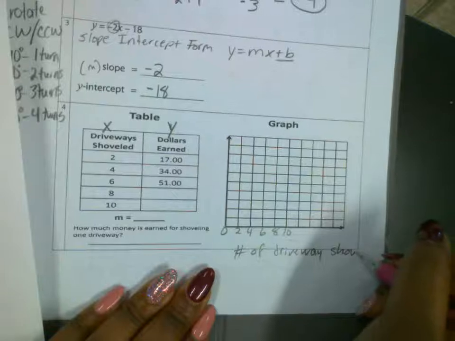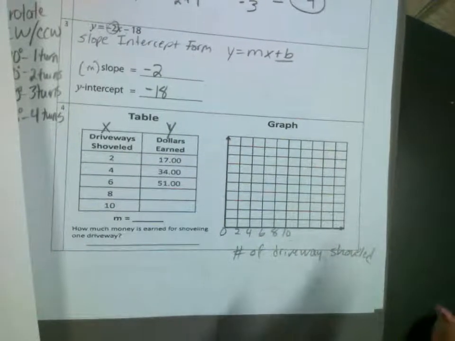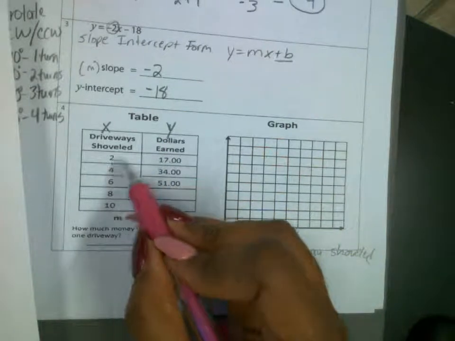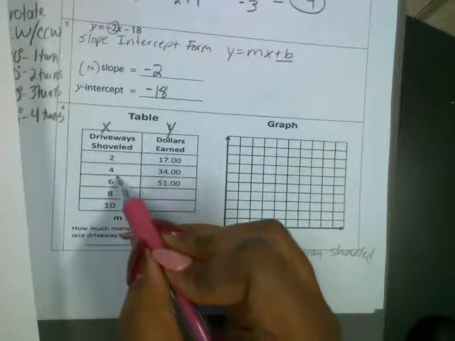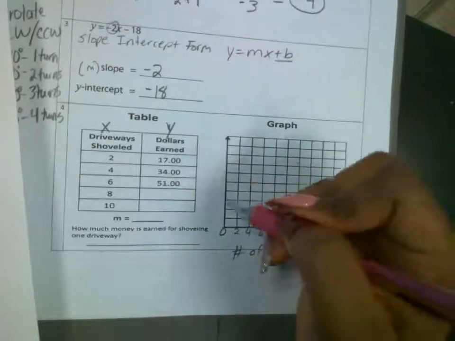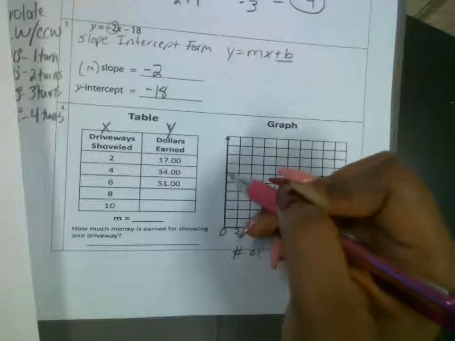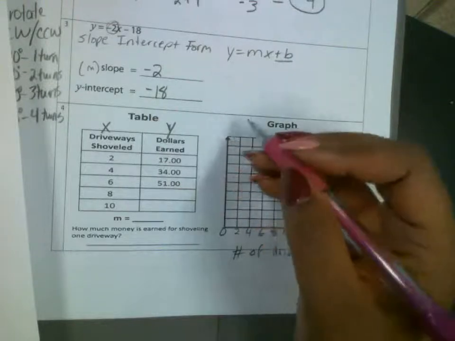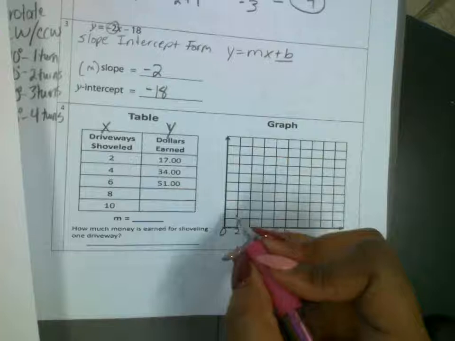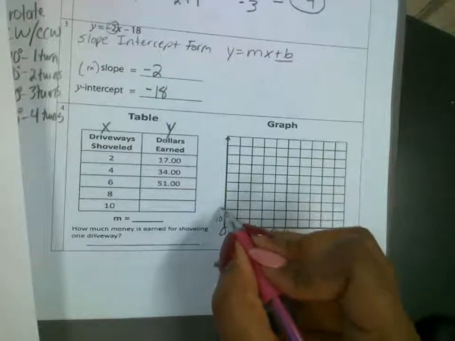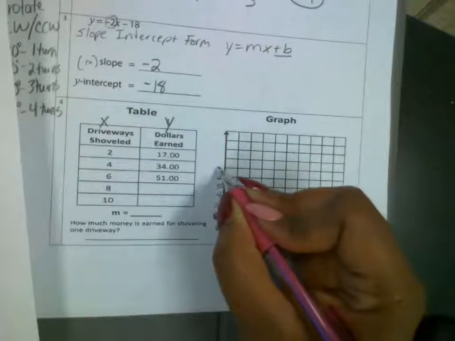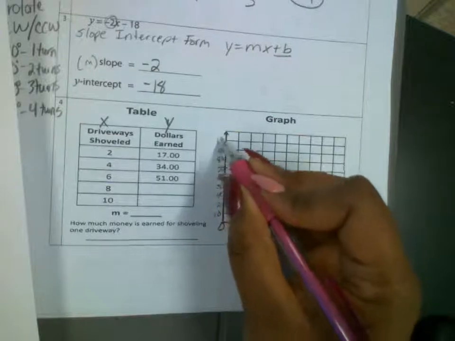Okay? And remember, the beauty about this is that you can pause it. So when two driveways are shoveled, it was $17. Four driveways shoveled is $34. So on and so forth. So let me see how many spaces we got. 1, 2, 3, 4, 5, 6, 7, 8, 9, 10. So even if I do 10, 20, 30, 40, 50, 60, 70, 80, 90, 100, that might be good, okay?